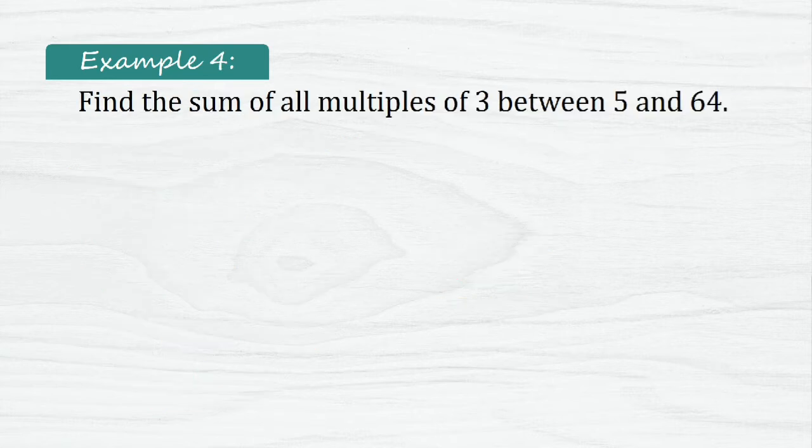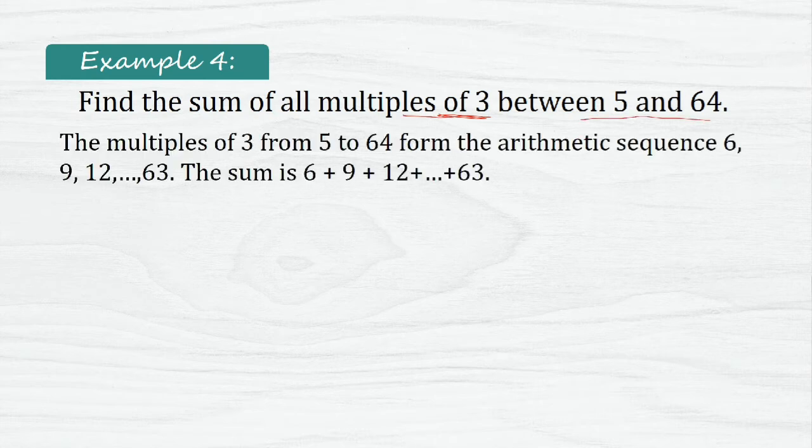So, for the next example, find the sum of all multiples of 3 between 5 and 64. The multiples of 3 from 5 to 64 form the arithmetic sequence. Since 5 is not a multiple of 3, mag-start tayo kay 6. So, 6, 9, 12, and 63. The last number that is a multiple of 3 is 63, since 64 is not a multiple of 3.